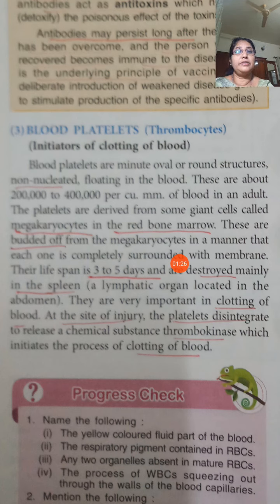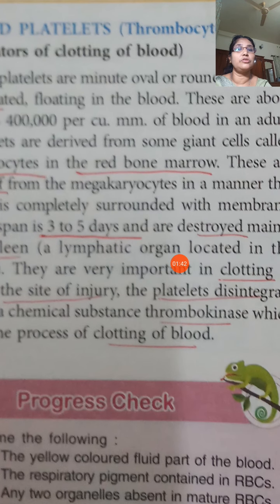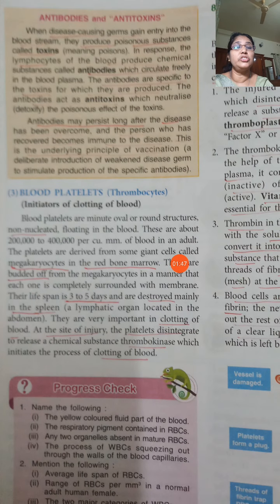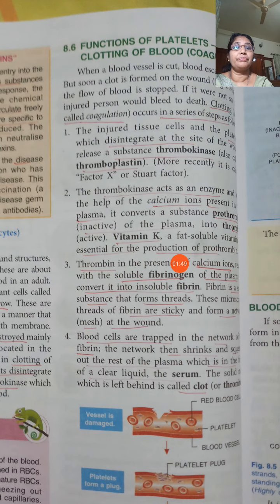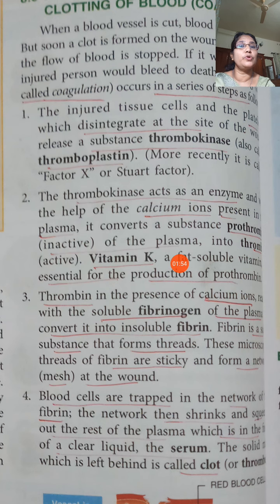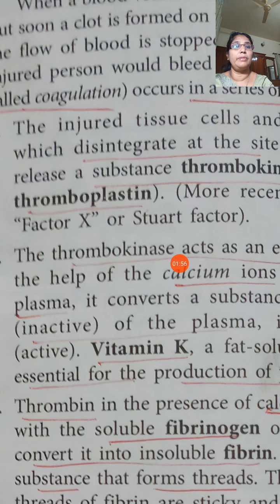At the time of injury, or when they rub against the surfaces inside the blood vessels, these platelets will disintegrate or be destroyed, and they produce a particular substance known as thrombokinase. It is really an enzyme that initiates the blood clotting. Blood clotting is also known as coagulation. Blood coagulation, we can say like that.